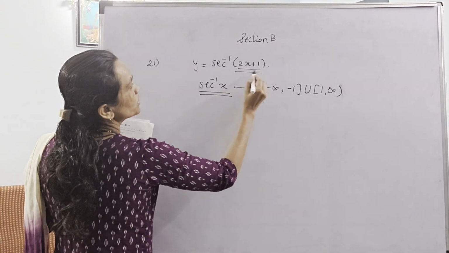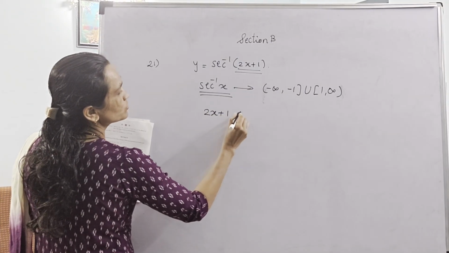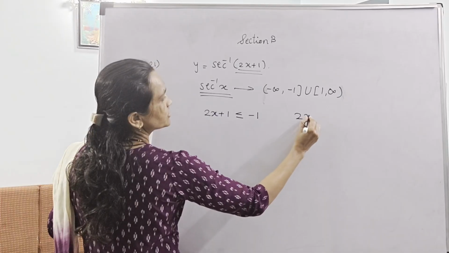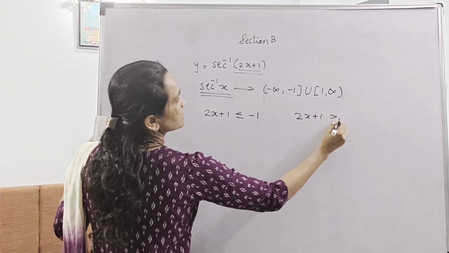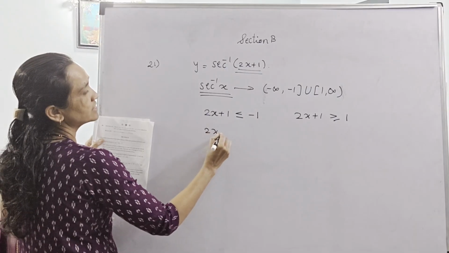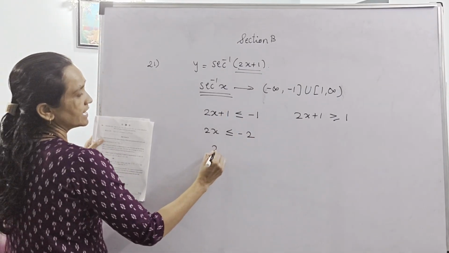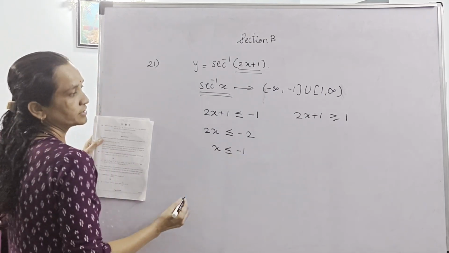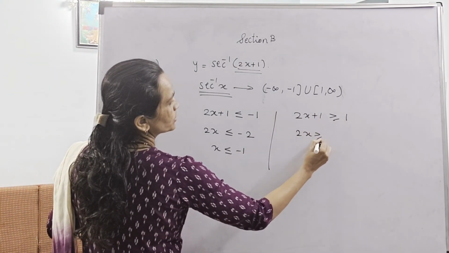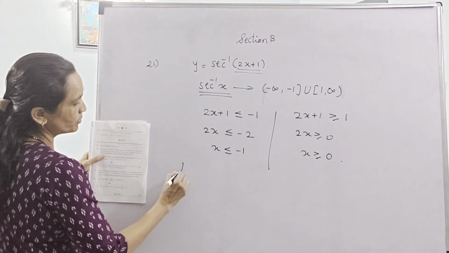Now it is asked for 2x plus 1. So I will just have to replace: 2x plus 1 is less than or equal to minus 1, and another condition, 2x plus 1 is greater than or equal to 1. If I simplify, 2x is less than or equal to minus 2, and then x is less than or equal to minus 1. And here 1 cancels, so 2x is greater than or equal to 0, so x is greater than or equal to 0.